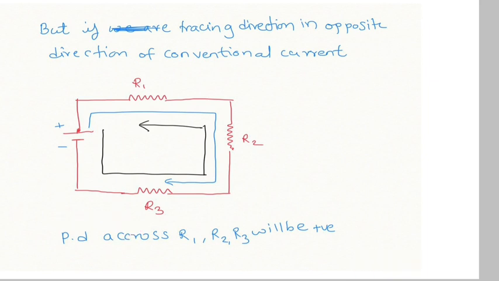Again I am repeating, if the direction of tracing is the same as the direction of conventional current flow, then the potential difference across a resistor will be considered negative. If both are opposite, if we are tracing the circuit opposite to the direction of conventional current flow, then the potential difference across the resistor will be positive. I have written it here, the potential difference across R1, R2 and R3 will be positive.